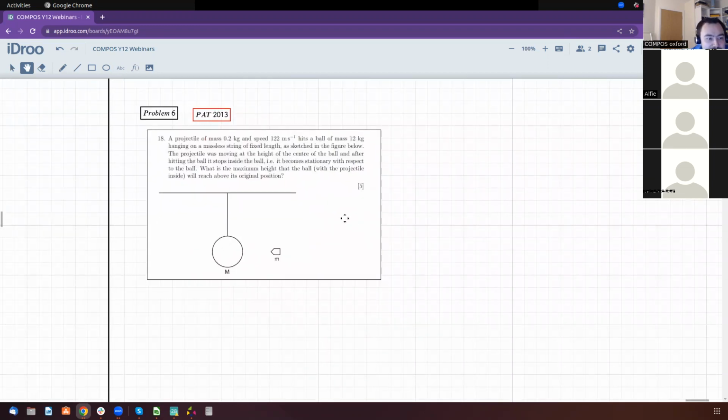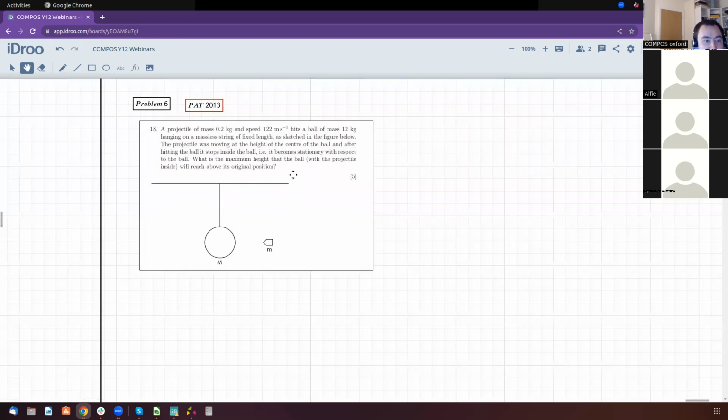Okay, so a projectile of mass 0.2 kilograms and speed 122 meters per second hits a ball of mass 12 kilograms, hanging on a massless string of fixed length. The projectile was moving at the height of the center of the ball, and after hitting the ball, stops inside the ball. Why is this important? Why did they mention that? Can somebody tell me?